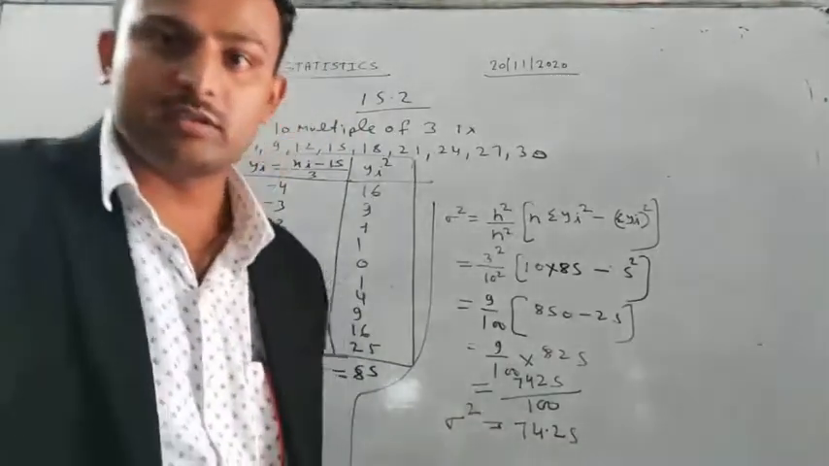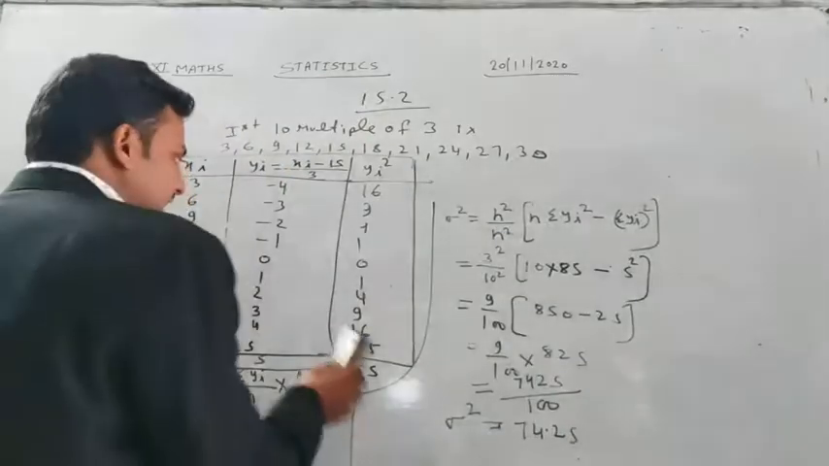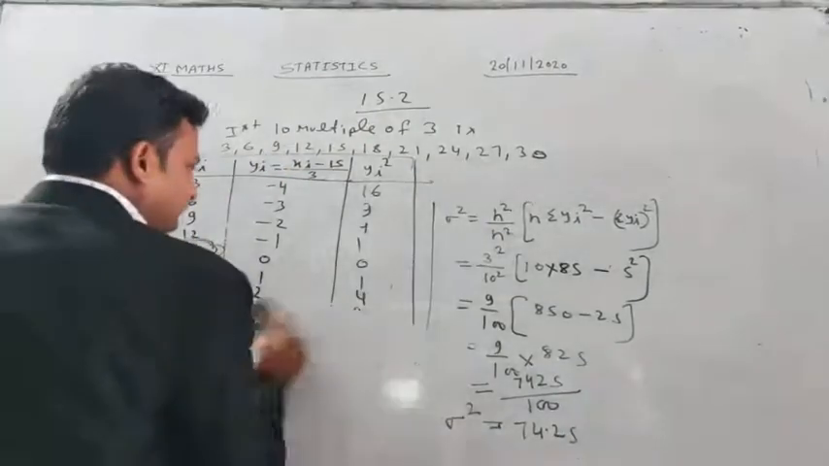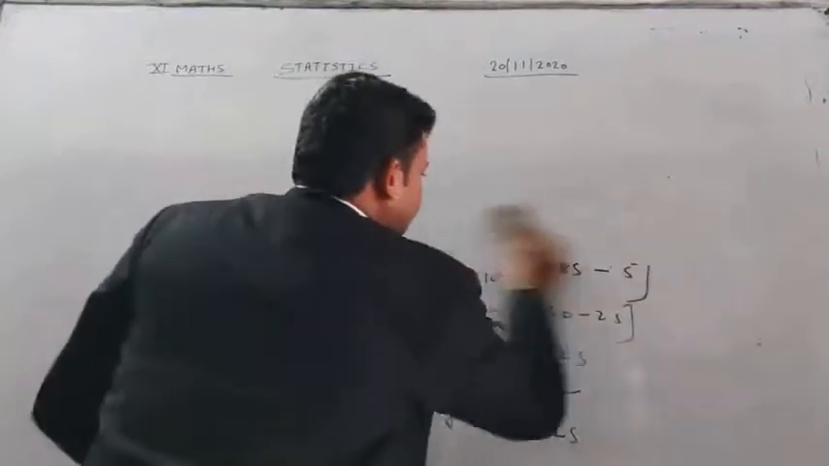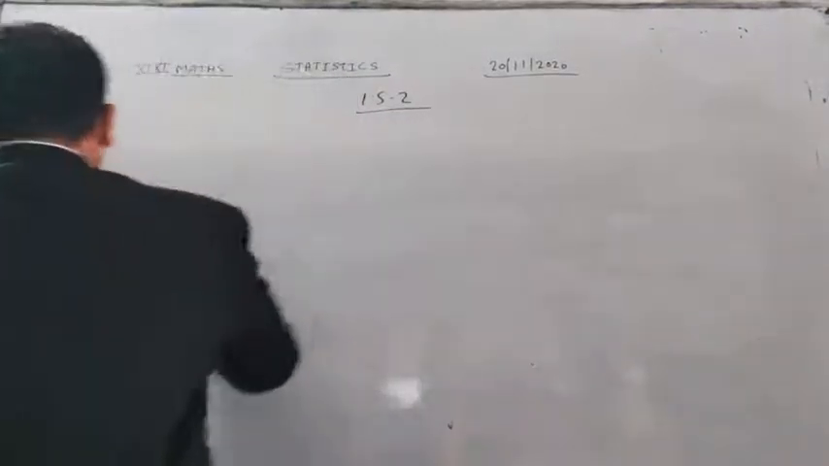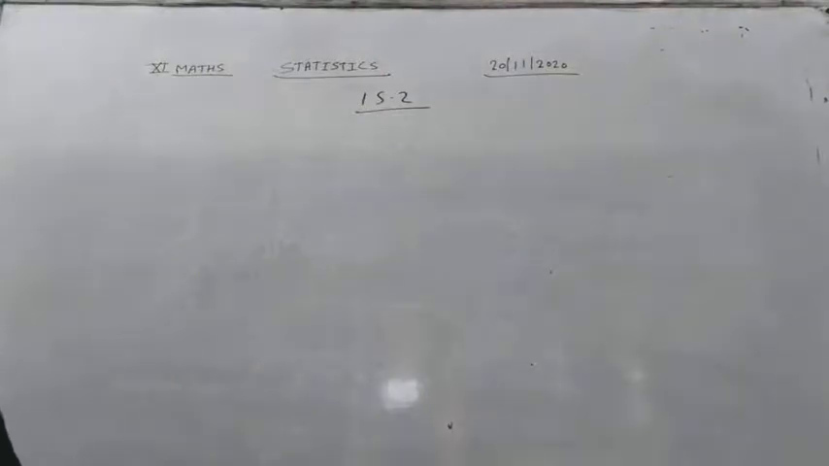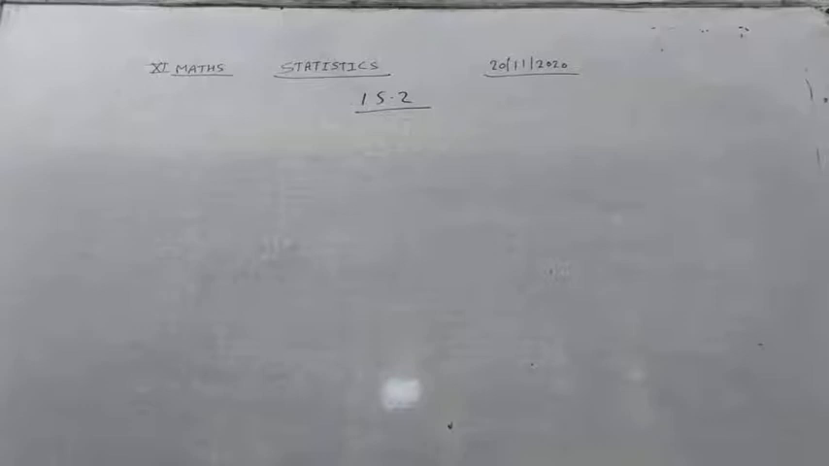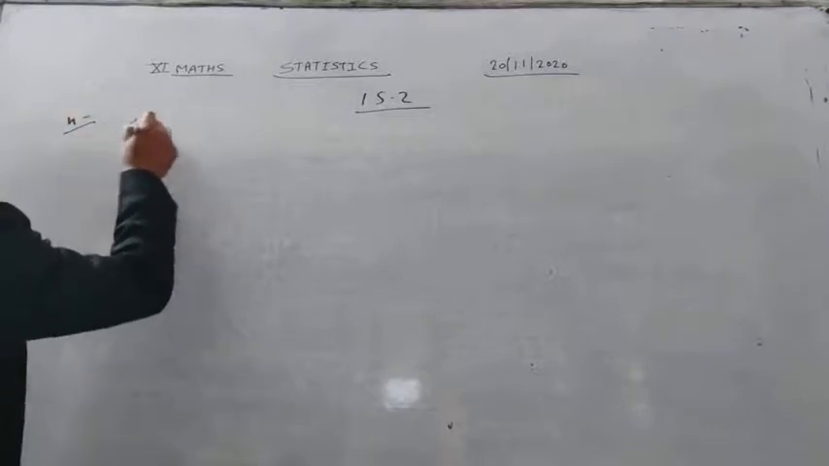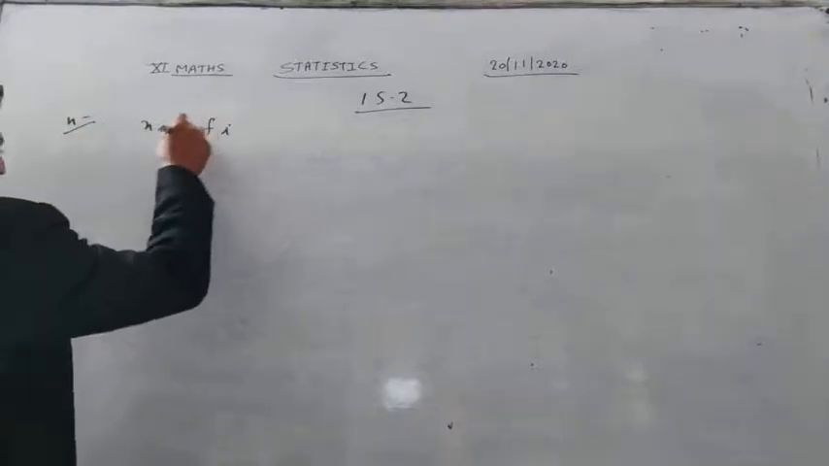Now we will see the next question. Our next question is question number 4, in which xi is given and fi is given.